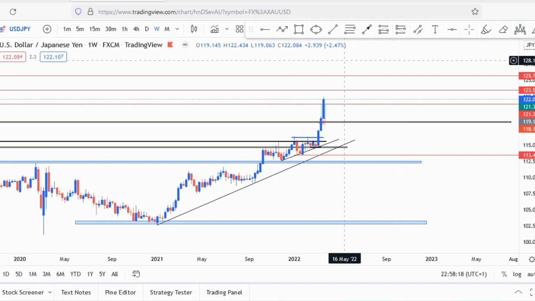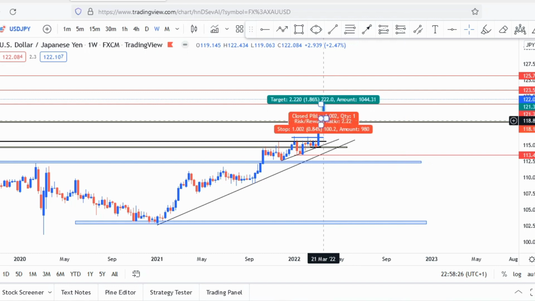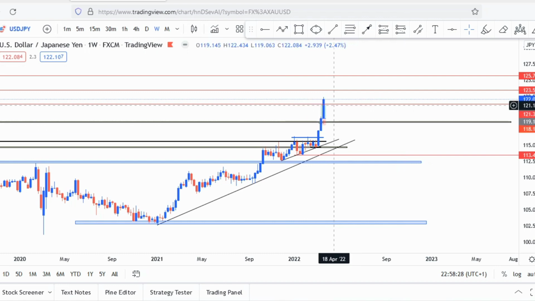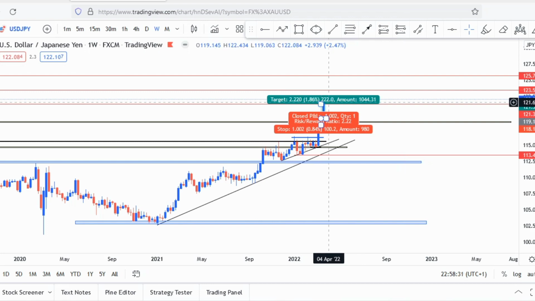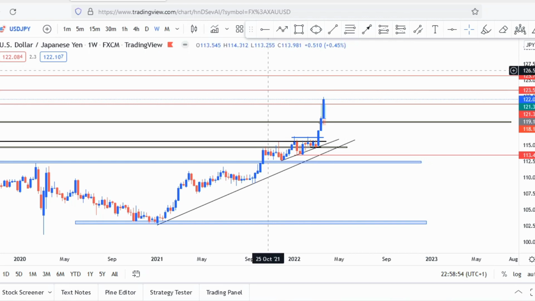On the weekly time frame, we can see that price in the last 3 weeks has been very bullish and has broken several resistance areas. And the last area that price broke was around this level over here, the 1 to 1.3 area. The price broke and closed above it, and now price is heading to the next resistance level, which is around the 123.5 area. And that's what we can see on the weekly time frame.